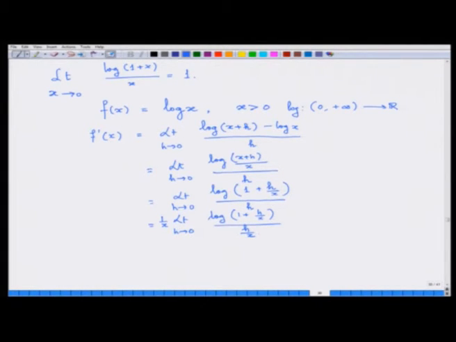Now observe that when h is going to 0 and x is a fixed positive number, h by x also goes to 0. So this is same as 1 by x, limit h by x going to 0, log of 1 plus h by x by h by x, and that is known to be 1. So ultimately we have 1 by x. So this is a very, very useful way to obtain the limit. You see how we have made use of this limit.